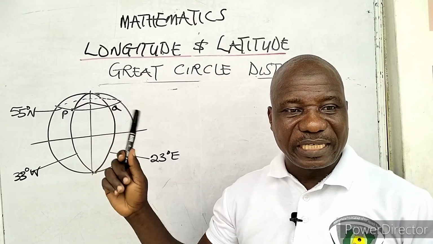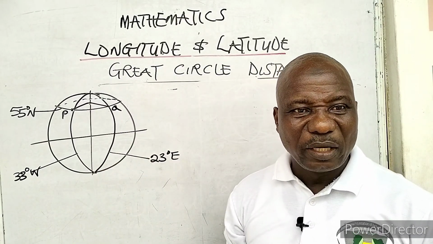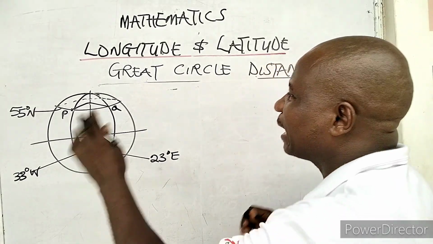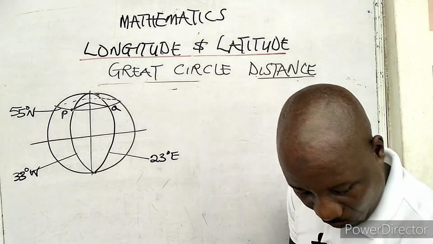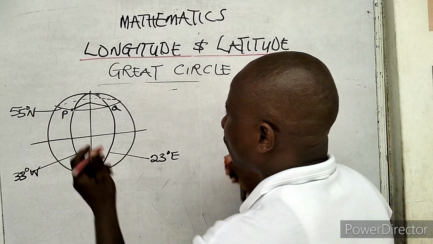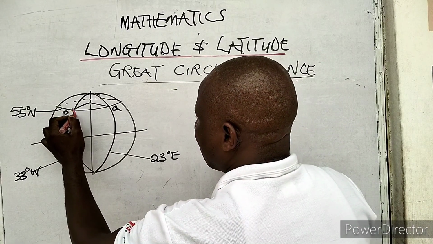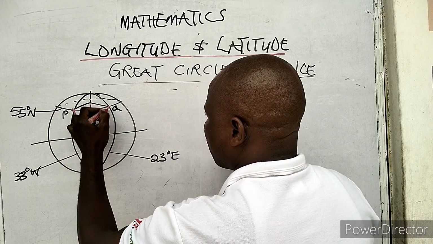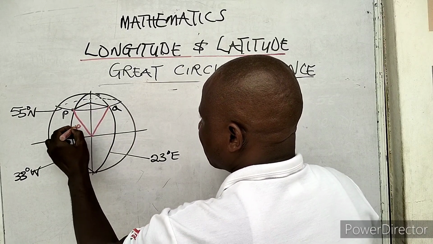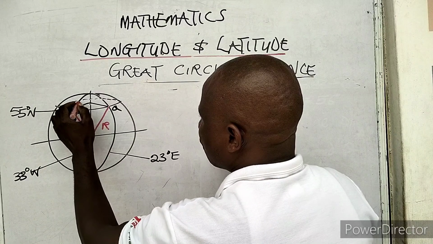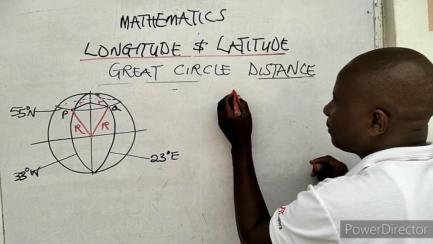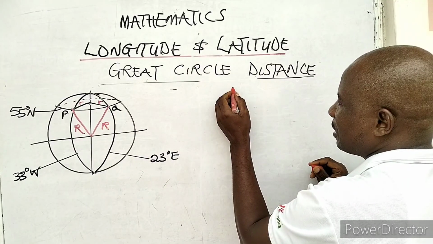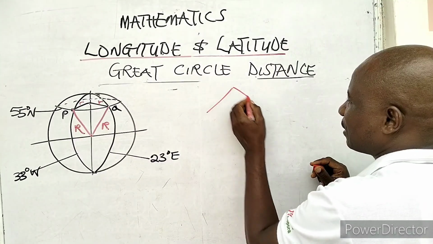After calculating the distance between P and Q along the parallel, now we can calculate the distance along the great circle. I can measure it. This one is capital R. This one is capital R. This one is small r. This one is small r. Now, look at it. I have something like this.